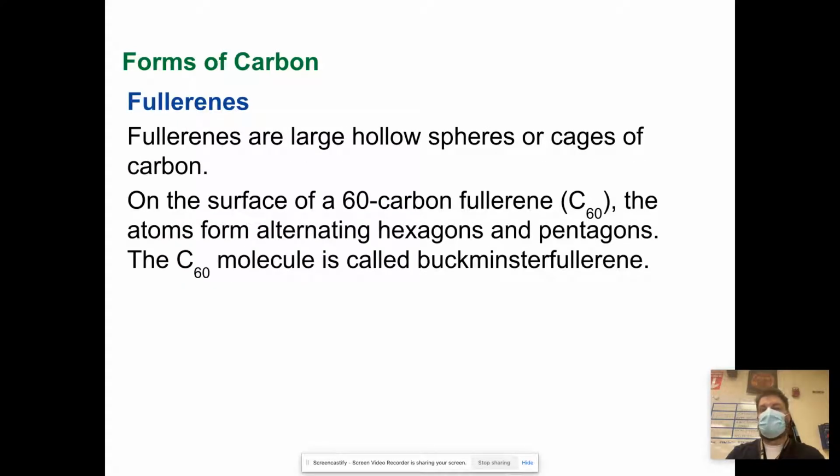Fullerenes are large hollowed spaces or cages of carbon. On the surface of a 60 carbon fullerene, or C60, the atoms form alternating hexagons and pentagons. That's just based on the way that the carbon atoms structure themselves. We don't dive that deep in ICP, but if you take a regular chemistry class, maybe more of a college level chemistry class, we'll talk about lattice structures, and that's just how the atoms arrange themselves based on bonds and stuff like that. But anyways, these are referred to as fullerenes.